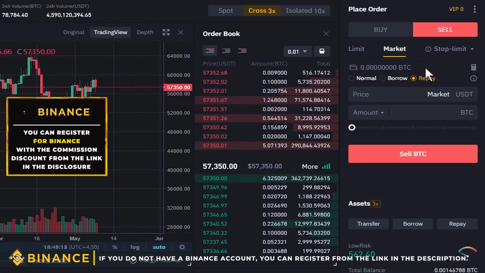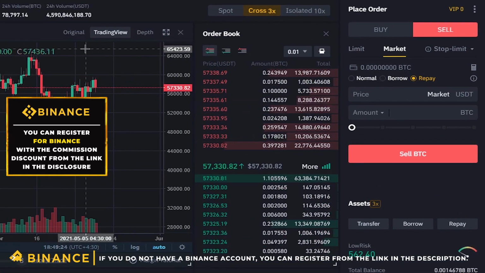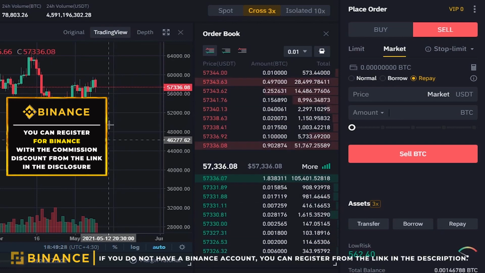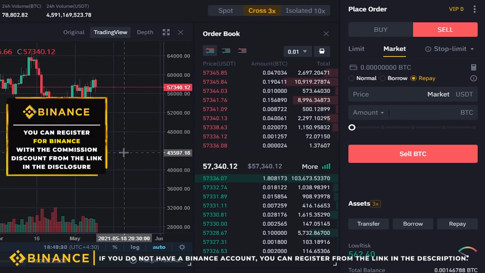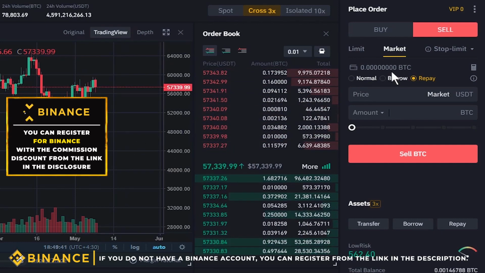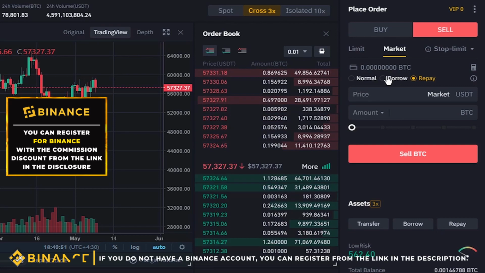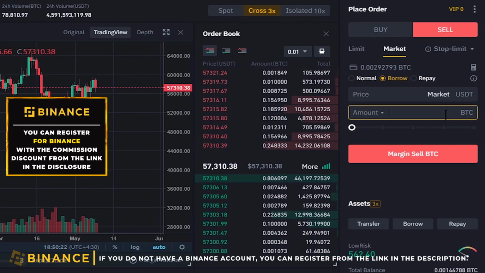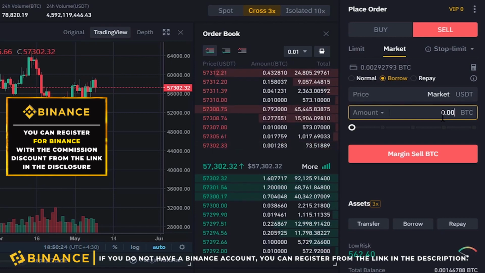Let me close this and let's see another example of taking a short position by the help of borrow option. Consider that we think that the BTC price is gonna fall, so we want to sell BTC and buy it back at lower prices and make profit. We don't have any BTC and we're going to borrow BTC and sell it. We select borrow and it shows how much we can borrow. Let's borrow, for example, 0.002.